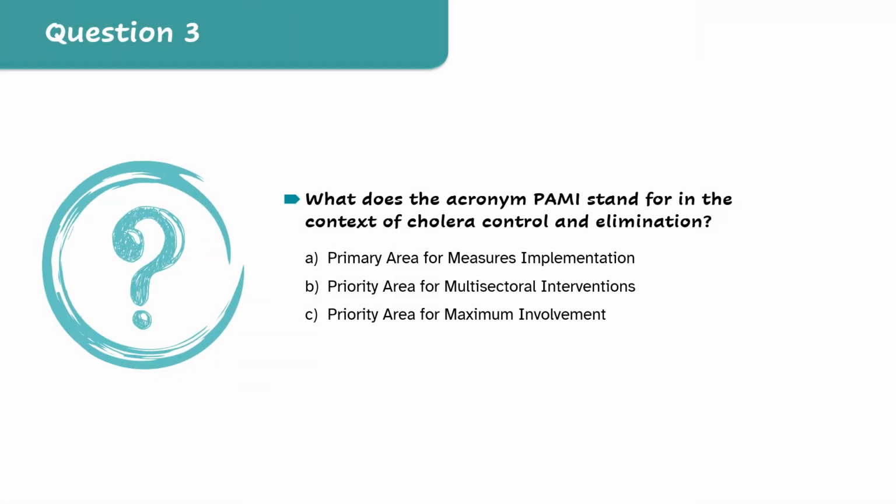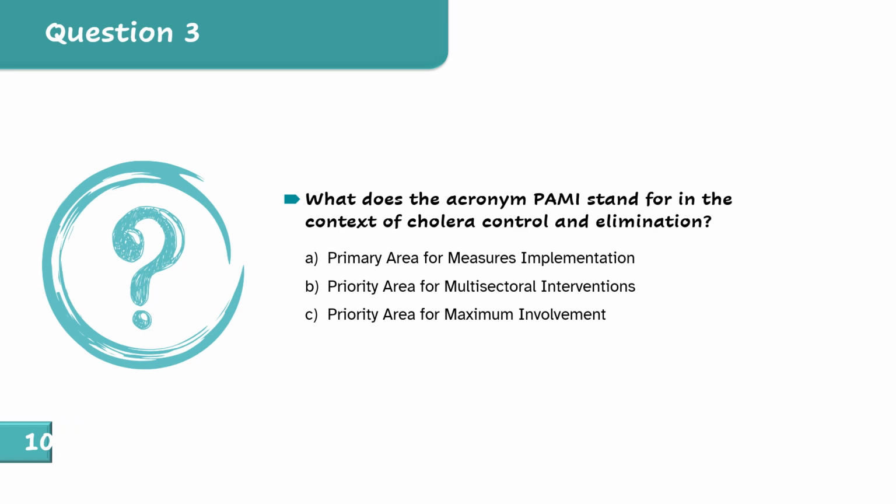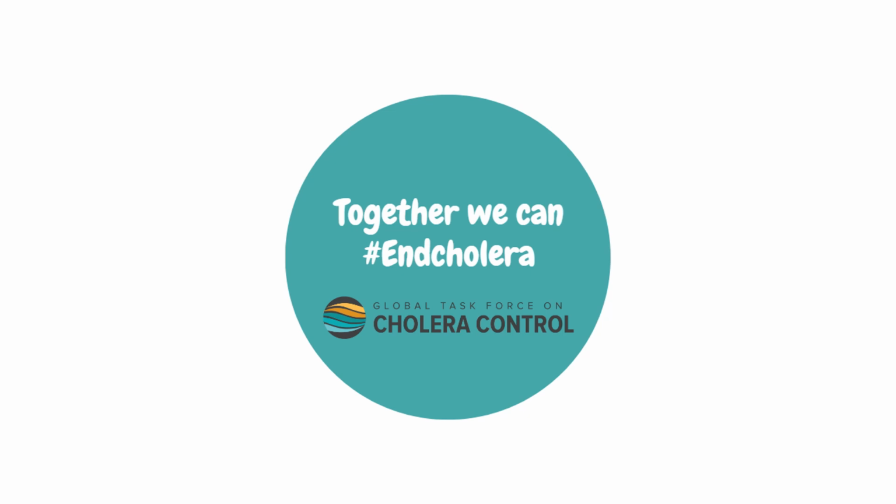Question 3. This is the last question. What does the acronym PAMI stand for in the context of cholera control and elimination? A. Primary areas for measures implementation. B. Priority areas for multi-sectoral interventions. C. Priority areas for maximum involvement. The correct answer is B. PAMIs are priority areas for multi-sectoral interventions. We have now completed this module.